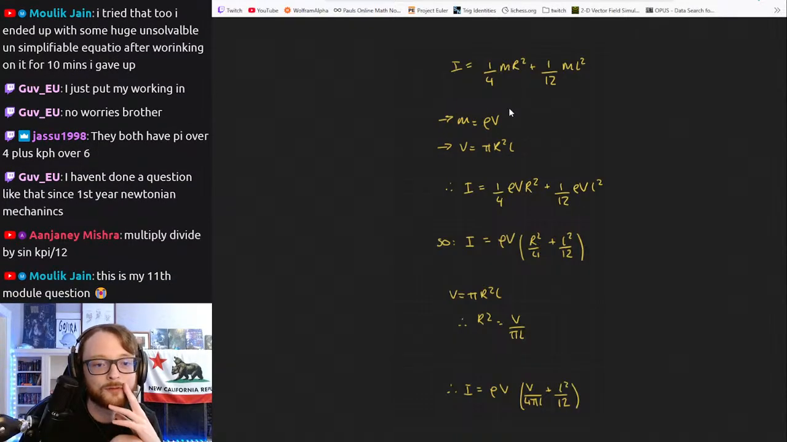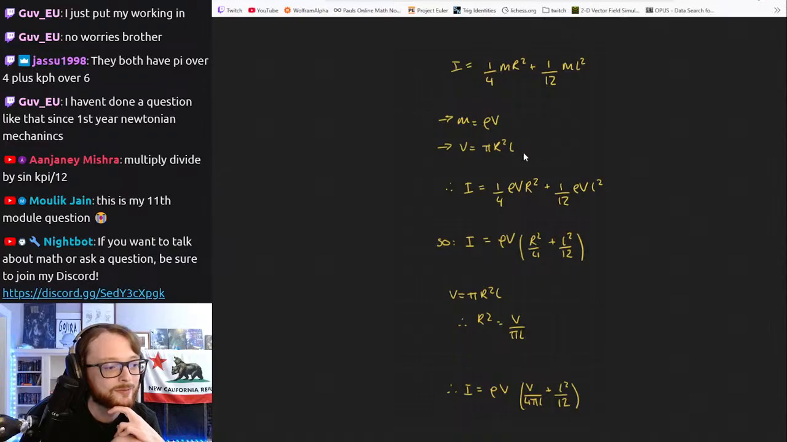This is the work that Gov did for the moment of inertia problem. I just want to look through it quickly. I've done a question like that since first year in Newtonian mechanics. Yeah, I hardly learned about rotational stuff in my classes. It's a pretty big weakness of mine. It's your 11th module question? Oh man.